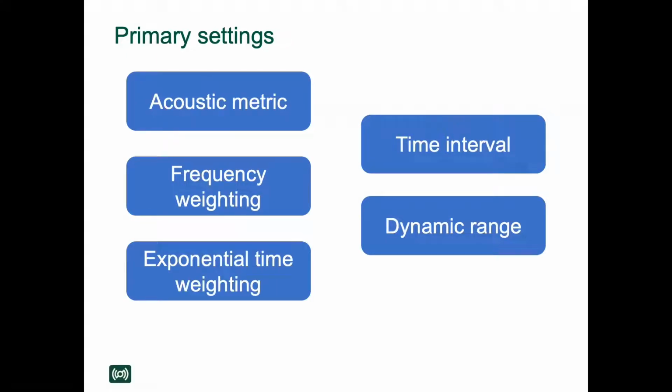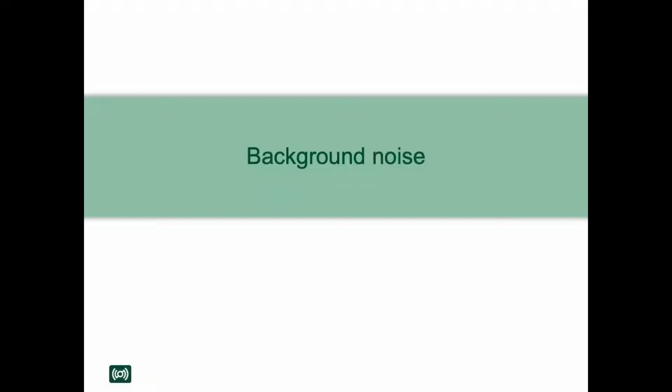Finally, dynamic range represents the range of sound levels that can be measured by the meter, and it is important to understand the capabilities of your meter and, if necessary, to set an appropriate range to account for expected sound levels during your measurement. And now we're on our last subtopic, which is background noise.